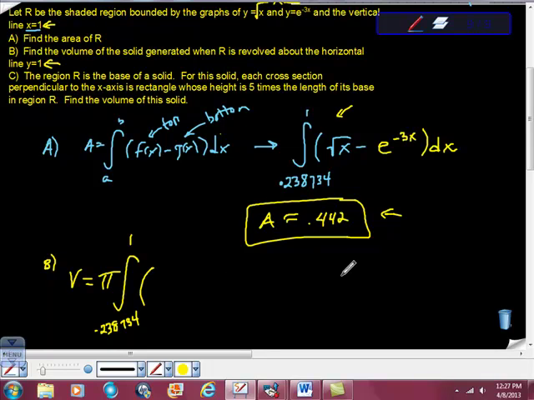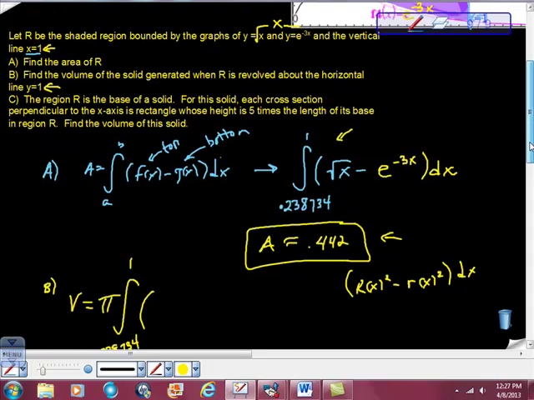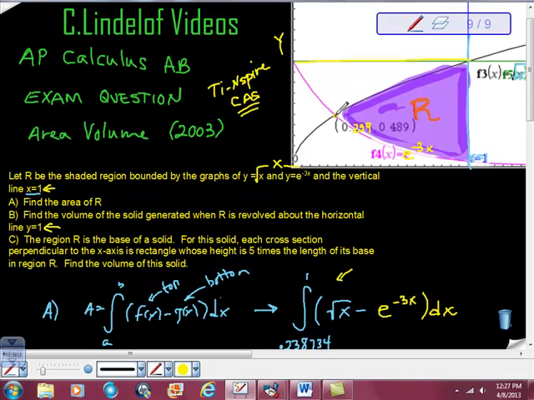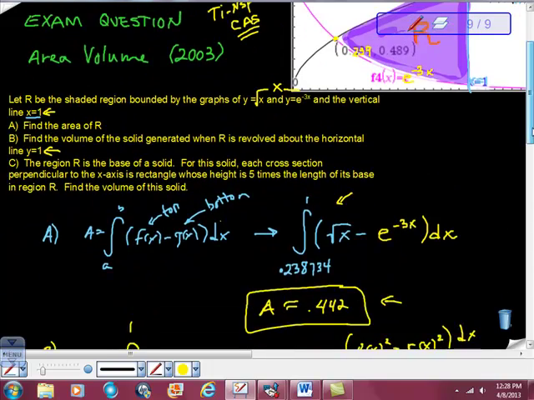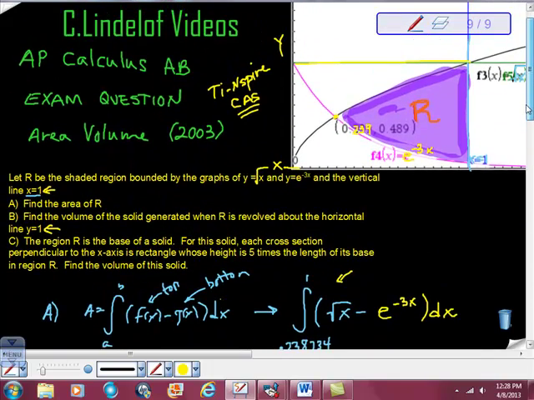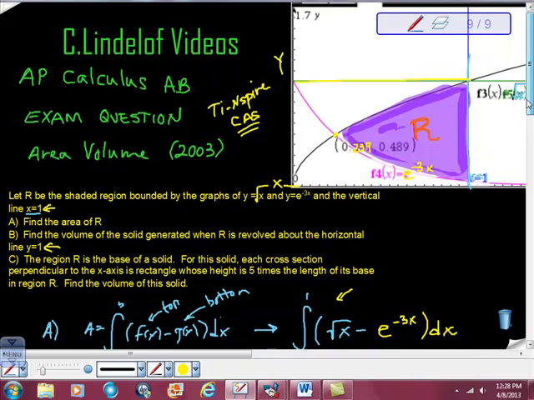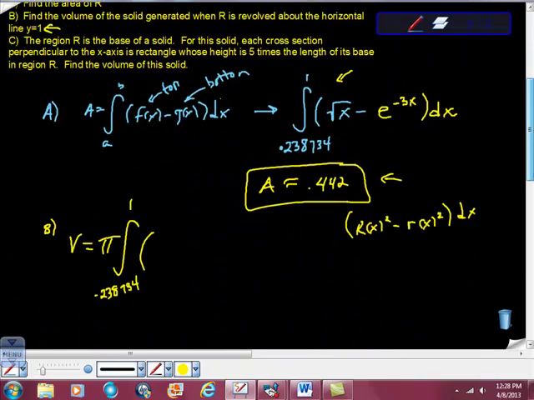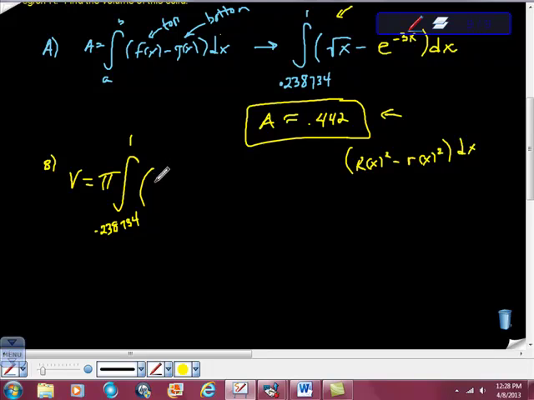So remember that the formula I'm using is this. I'm using R_outside squared minus R_inside squared dx, where this is the outside radius, this is the inside radius. So I look at the outside radius, it's this one down here, isn't it? This thing is being spun this way. So the outside radius is this one, so it's 1 minus that.